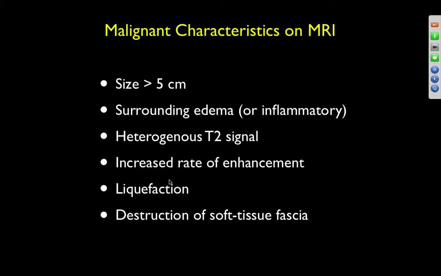If you see central liquefaction, where you get a complex fluid with very irregular margins, that's associated with central necrosis, which tends to be in malignant lesions that are aggressive and rapidly growing and outgrow their blood supply.